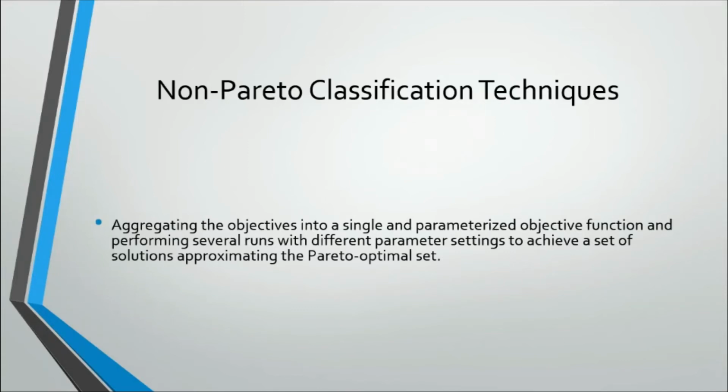If we have multiple objectives, then we take a weighted sum of the multiple objectives together. This is something like a Pareto optimal solution, but with different parameter settings, you have to run the algorithm, or run this particular problem, multiple times in order to obtain multiple solutions. That is a method of non-Pareto classification technique, aggregating the objectives into a single parameterized objective function and performing several runs.